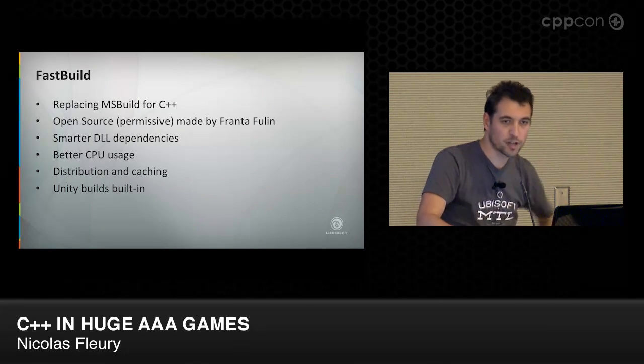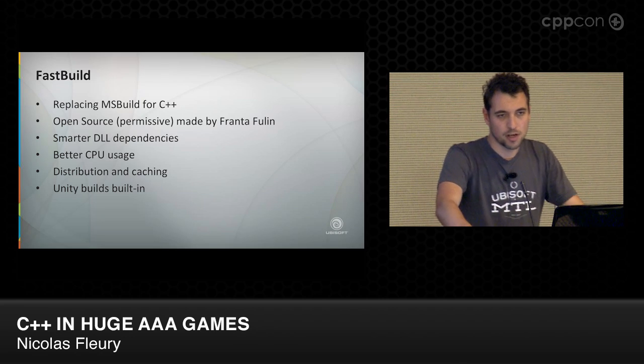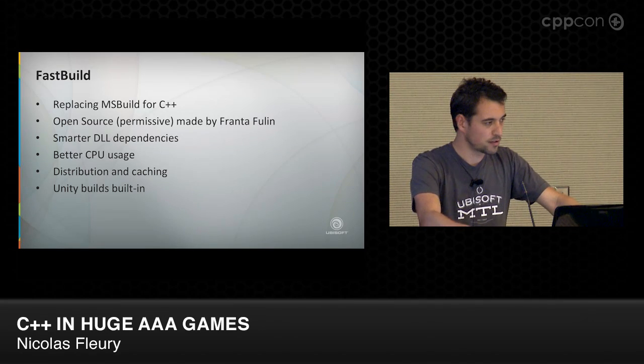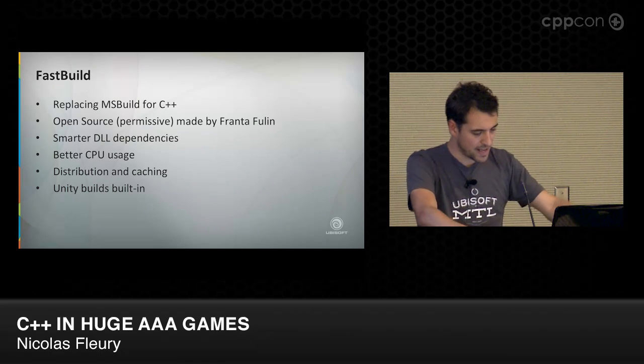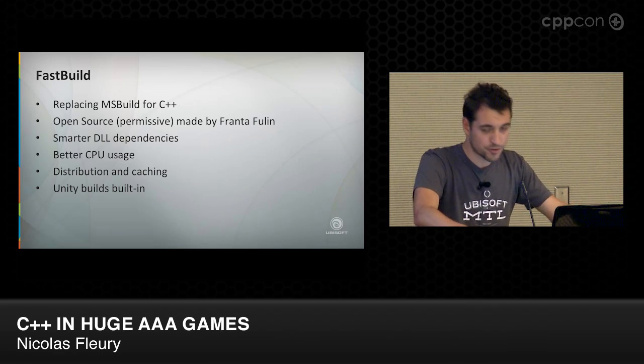So a big part of the code, they will get it already compiled for almost free. And lastly, FastBuild supports Unity builds built in. We've been using Unity builds at Ubisoft Montreal for over 10 years. We call them the blobs at Ubisoft Montreal.